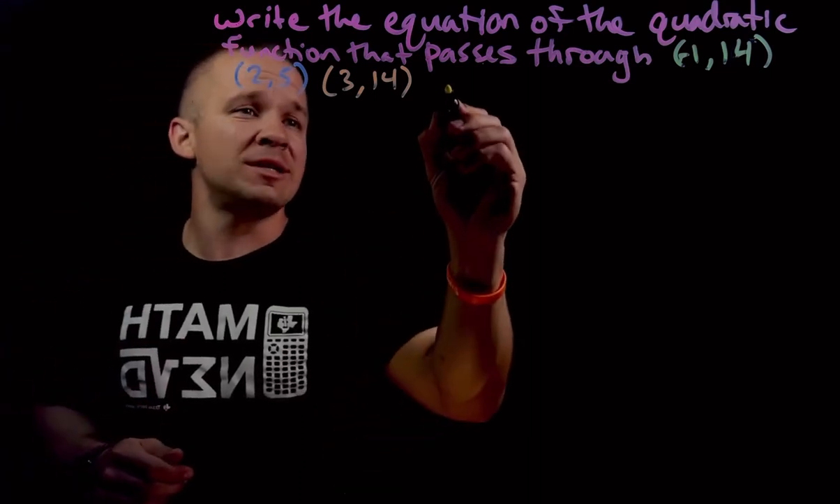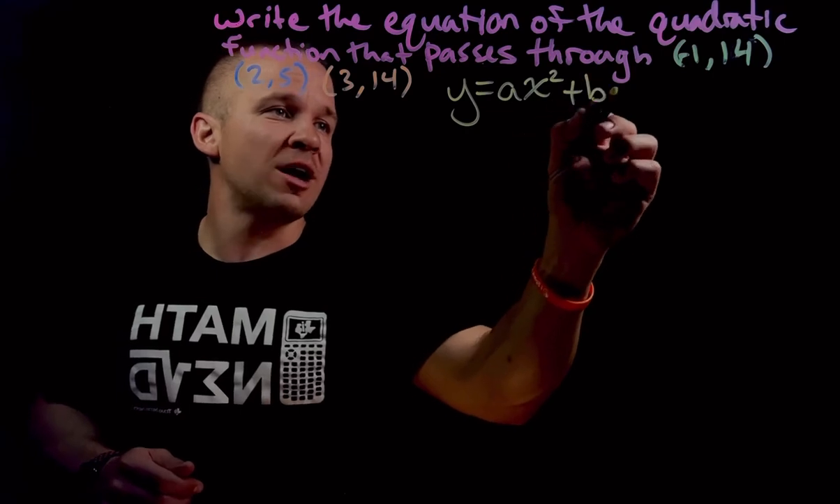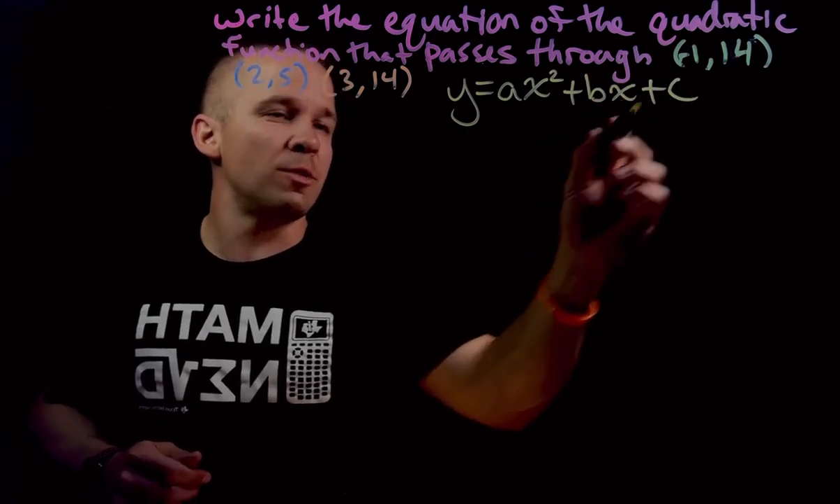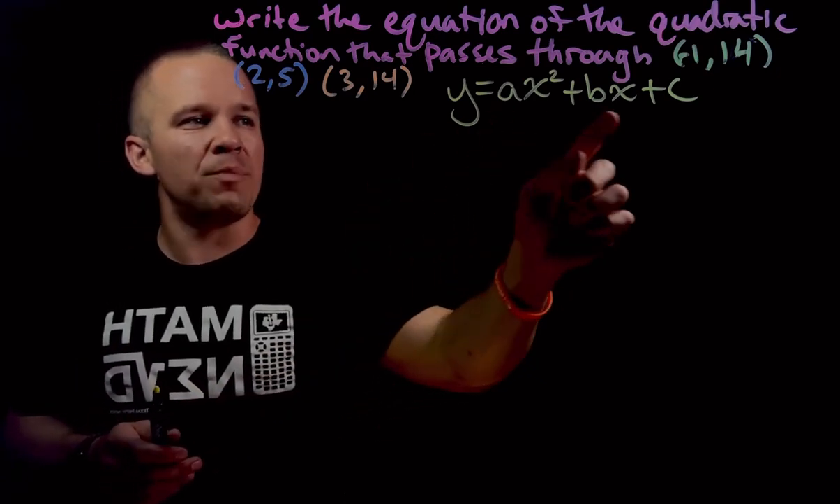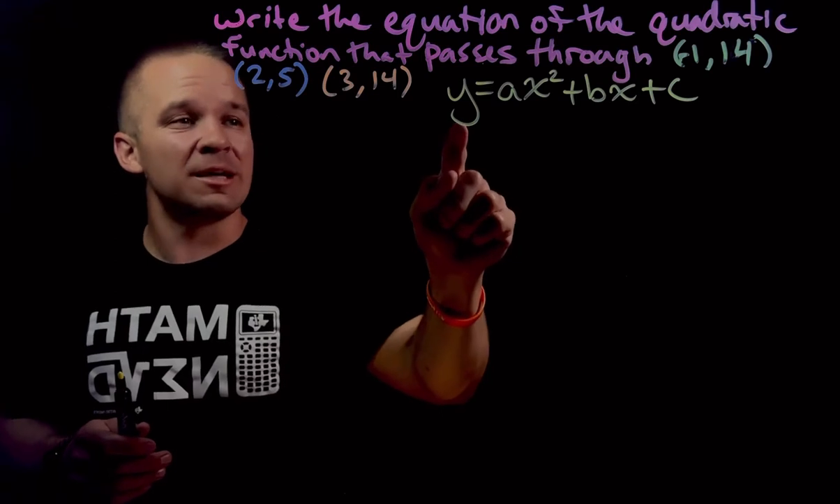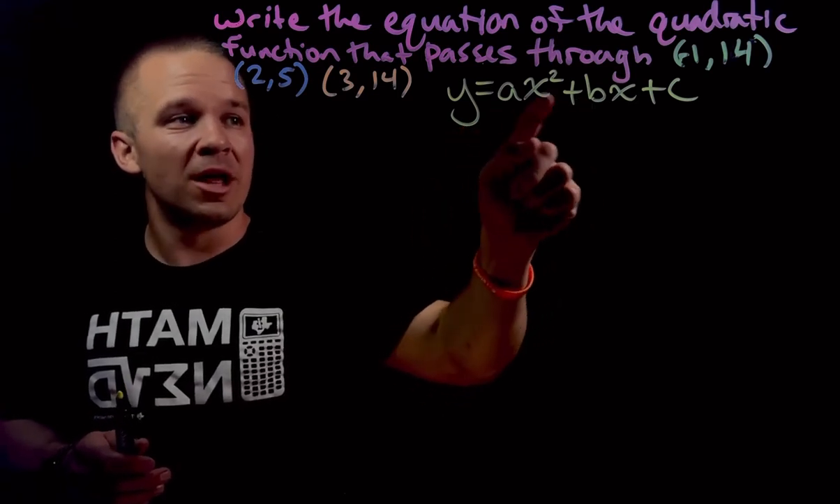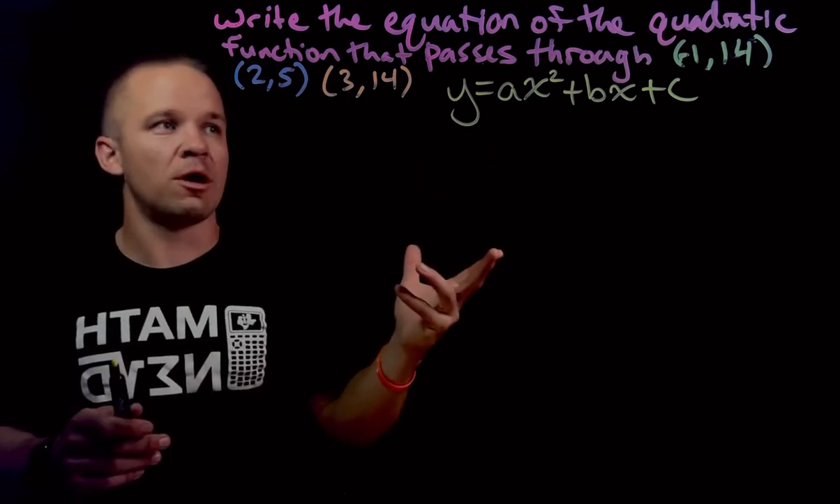First off, I'm going to write down my standard, aka general form of a quadratic function here. So we got ourselves ax squared plus bx plus c. I don't know a, b, or c, but I need to figure those out. In my final equation, it's going to be y equals some number x squared, some number x, and some number. That's our end goal.